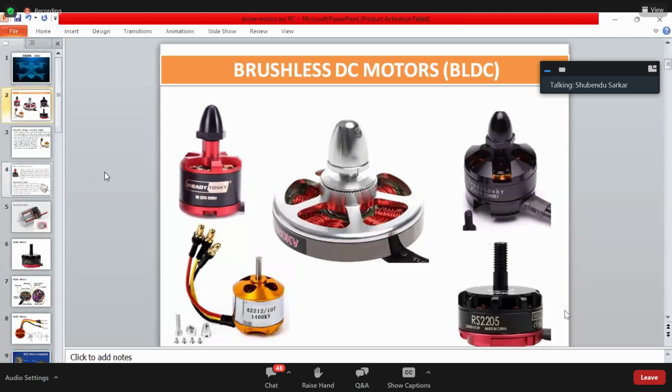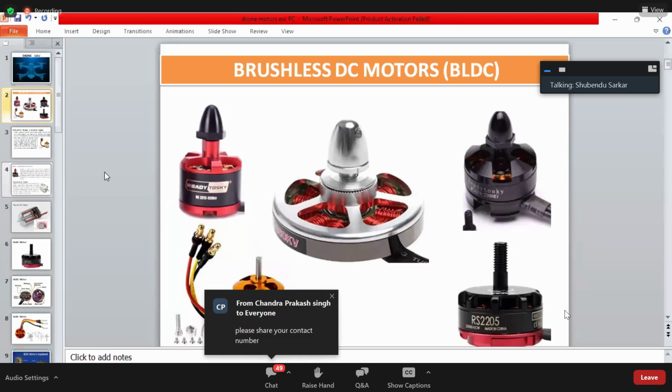Right now we are going to understand about the BLDC, how the BLDC works and why the BLDC. If it is BLDC, brushless, then in layman's words, is there any kind of motor which has a brush also? Yes, of course there is a motor which has a brush.